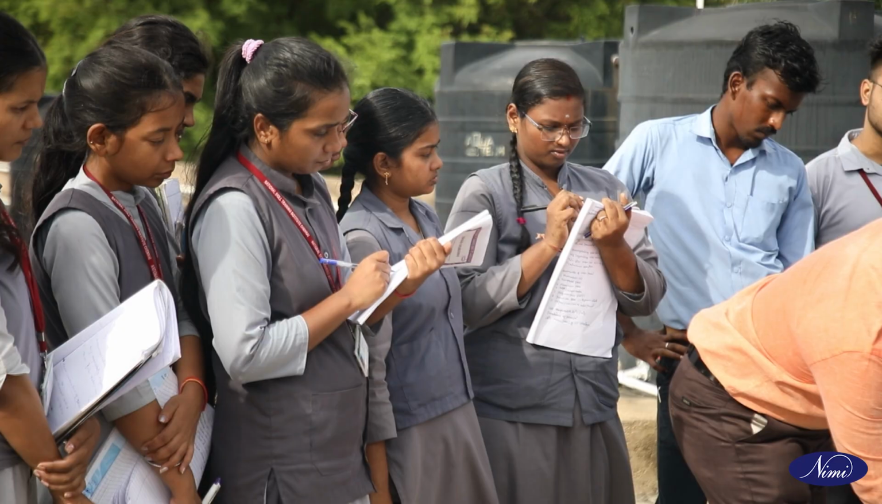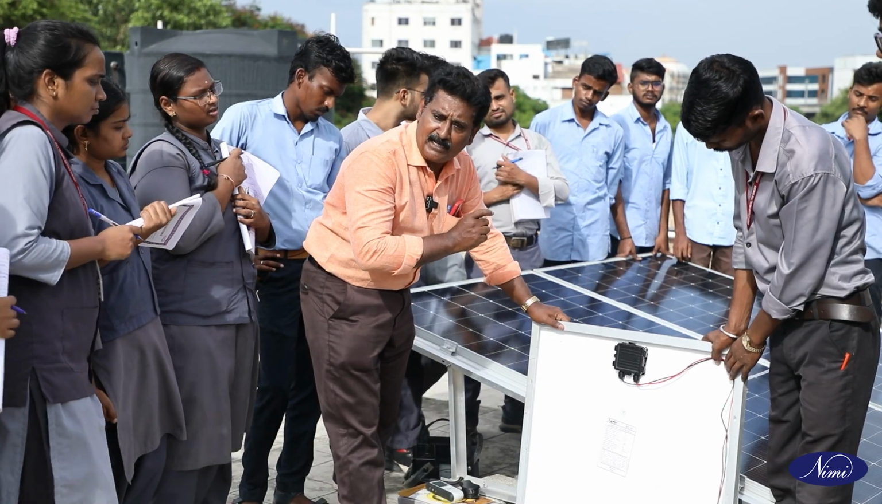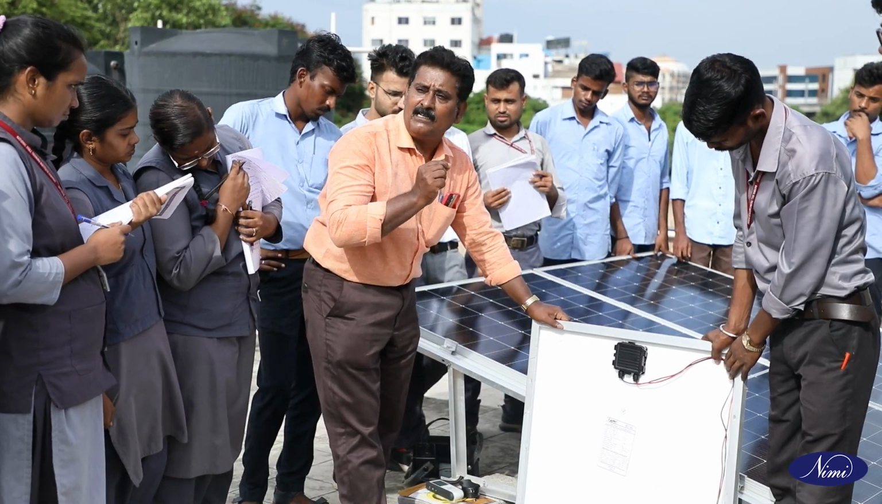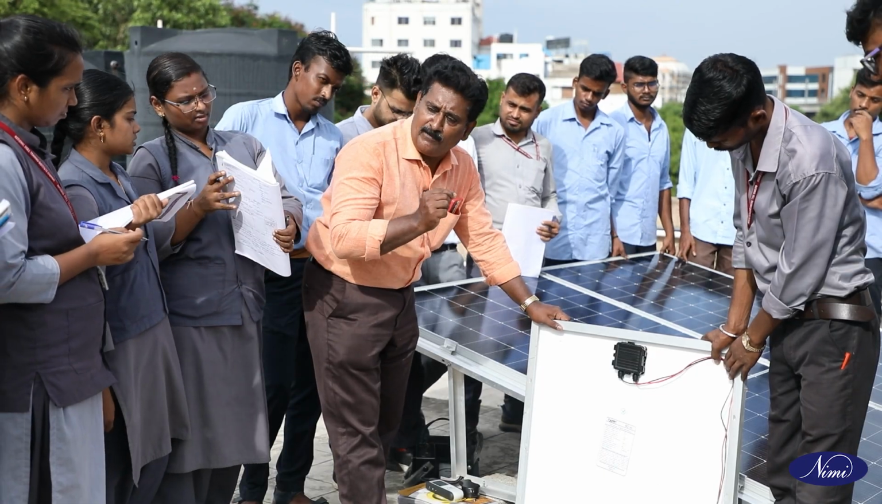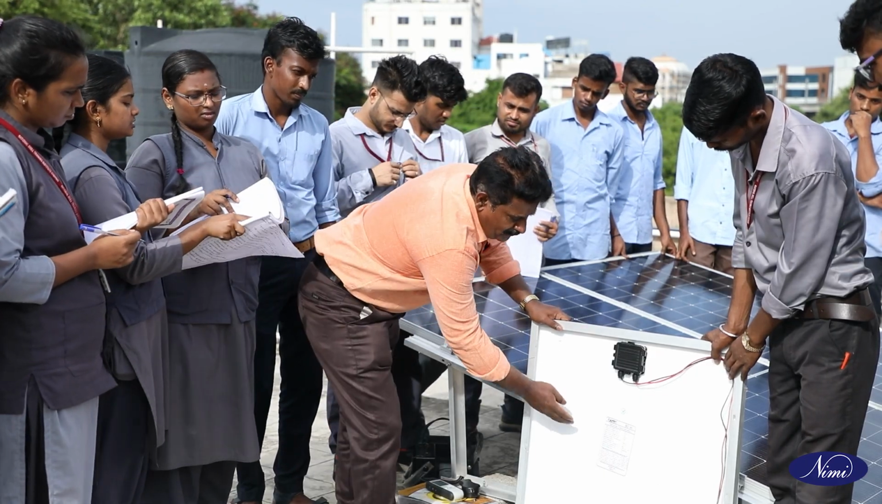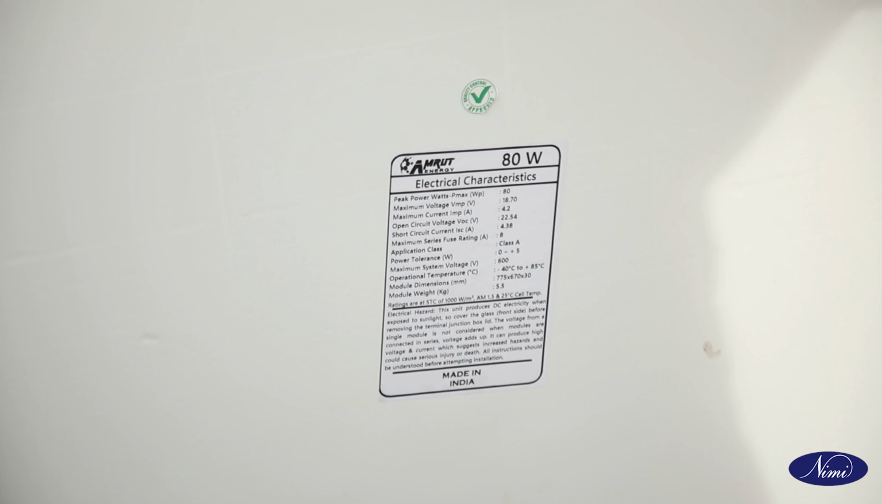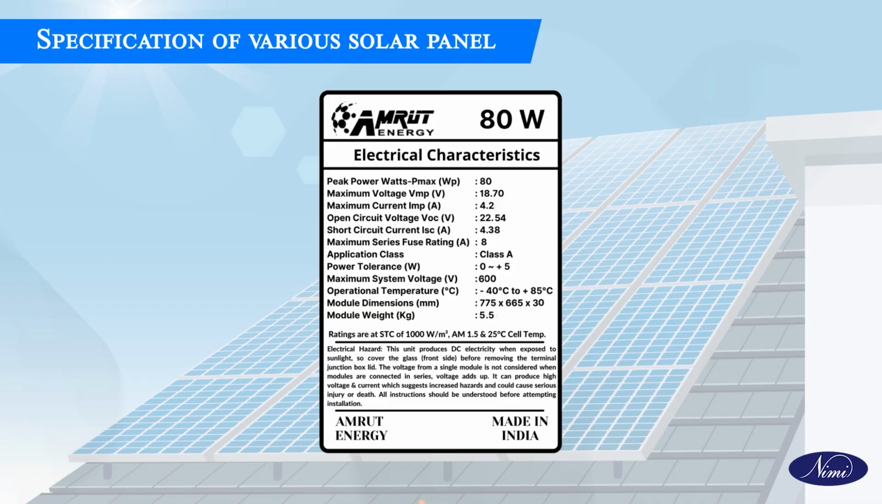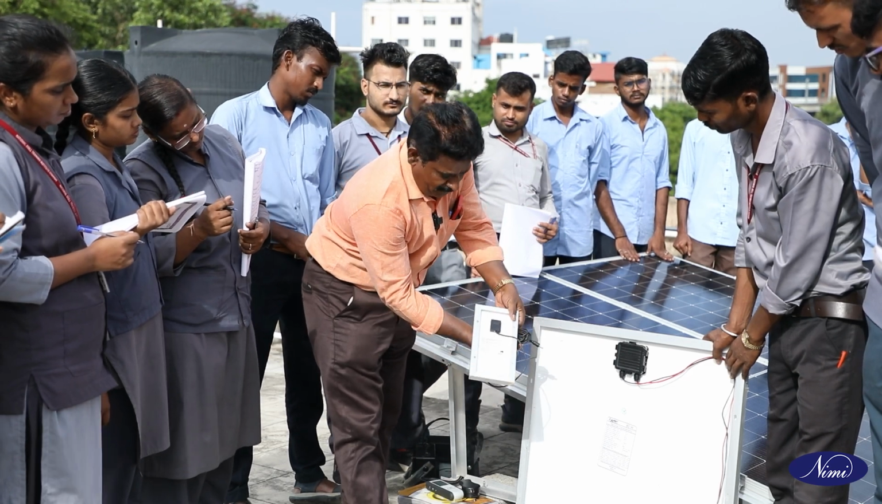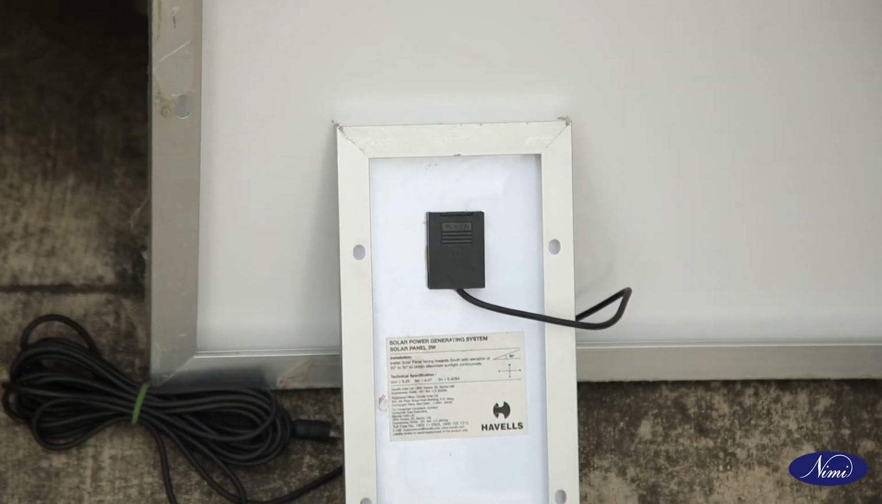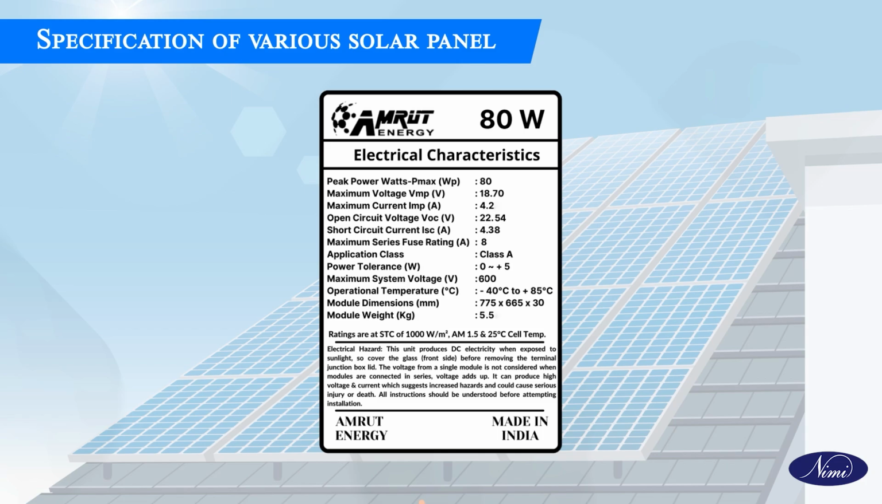Please note down the readings of each individual solar panel: peak power, short circuit current, open circuit voltage, voltage at maximum power, and current at maximum power. Then the fire class and the application class, everything you have to note down one by one. This is the first panel. This is the second panel. This is a Havells panel. It is a very small panel, generally used for lantern lighting systems. It is a 3 watt panel.